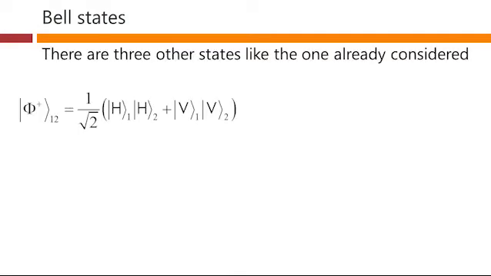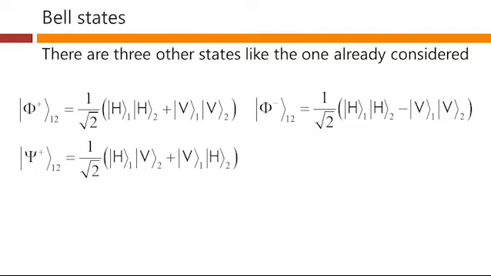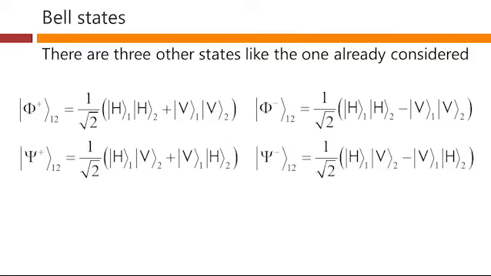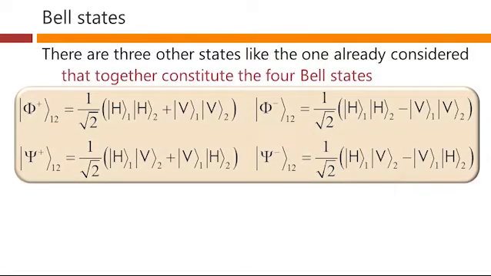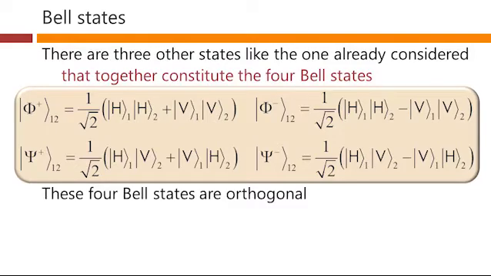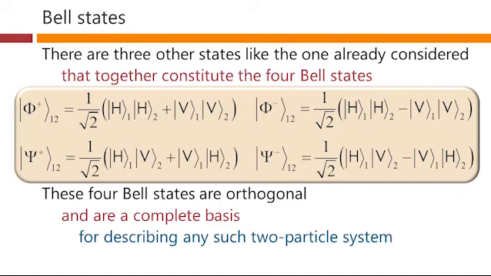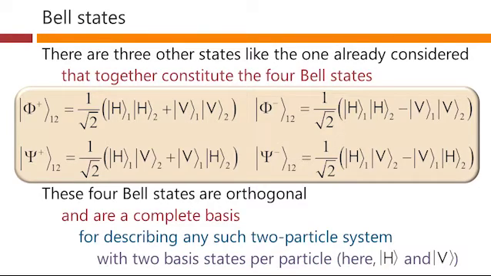There are three other states like the one we already considered. So here's the one we've written so far, and here's another one, and here's yet another one, and here's a fourth one. And these together constitute what are called the four Bell states, after John Bell. And these four Bell states are orthogonal to one another, which you could check, and they form a complete basis, therefore, for describing any such two-particle system, with two basis states per particle, here horizontal and vertical.